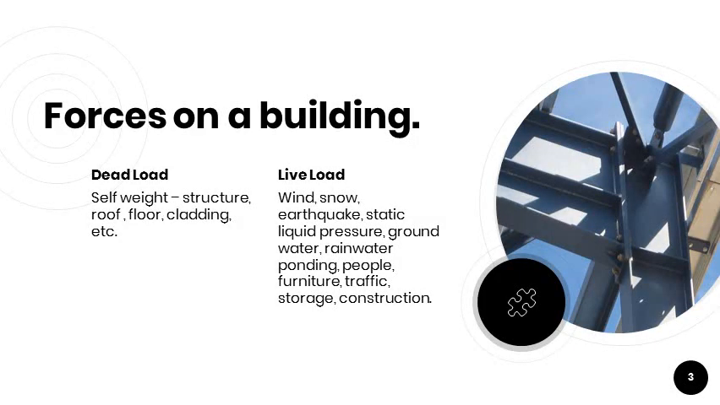To begin the design process, forces acting on the structure need to be considered. These forces translate into loads on the building and its structure. The loads are categorized as dead loads and live loads. Dead loads include the building itself, including the structure, roof, floors, cladding, etc. Basically, the permanent attributes of a building.